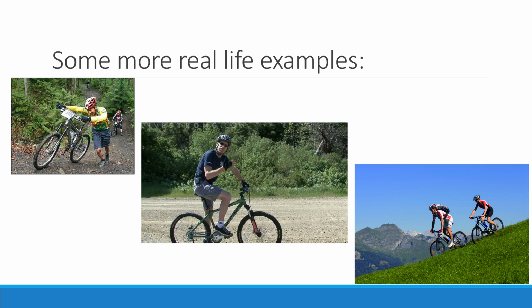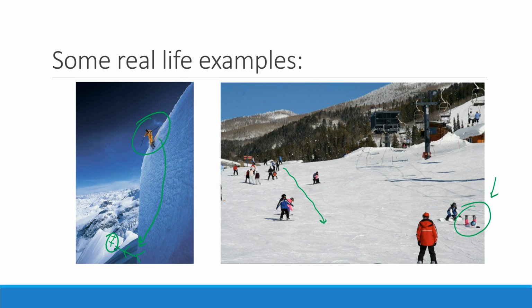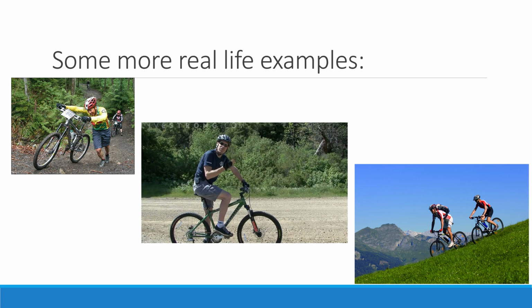Here's some more real-life examples. Let's think about riding a bike. We just talked about going downhill. What about if we're going uphill? Then you might be like this guy. Riding a bike uphill is very hard. It's usually actually easier just to get off and walk.